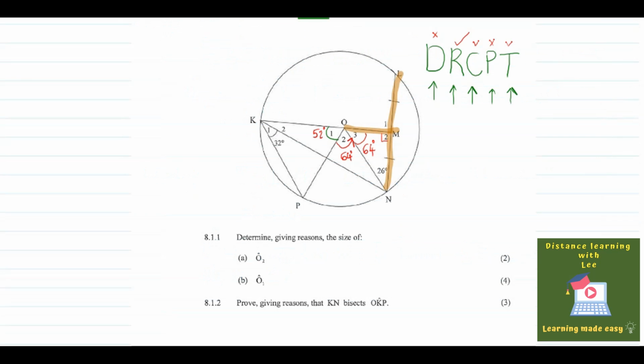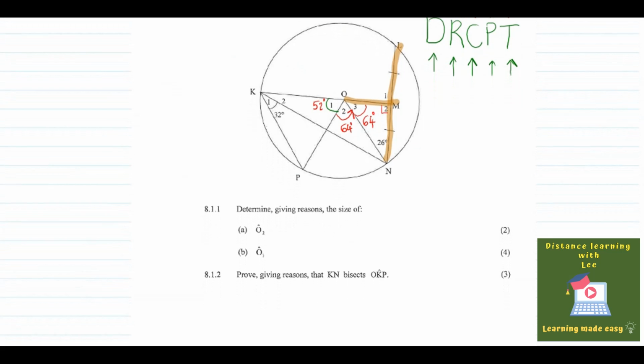We need to prove, giving reasons, that our KN bisects our angle OKP. So I'm just going to highlight my line KN, right? That's the line KN that we're working with. And we need to prove that it bisects OKP. So where's our OKP? The O, that's the K.